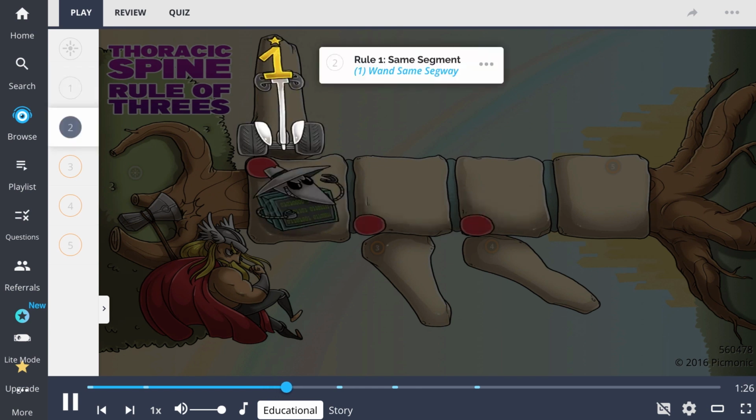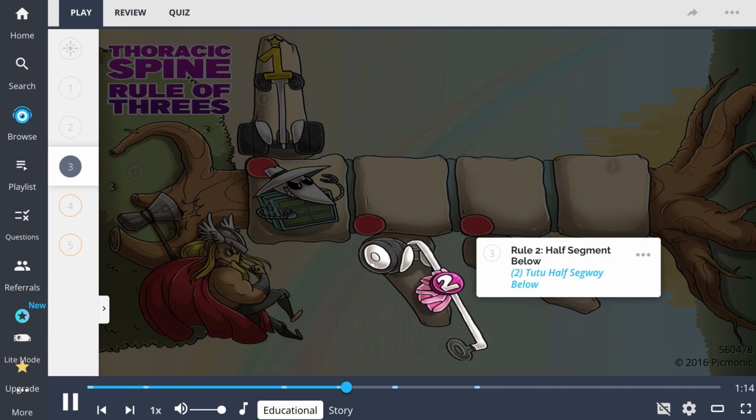The first rule states that the SPs for T1 through T3 are located at the same level as the corresponding TPs. This information is shown by the one wand, same segue. The second rule states that the SPs for T4 through T6 are located at a 1/2 segment below the corresponding TPs, represented by the 2-2-2 half segue below.